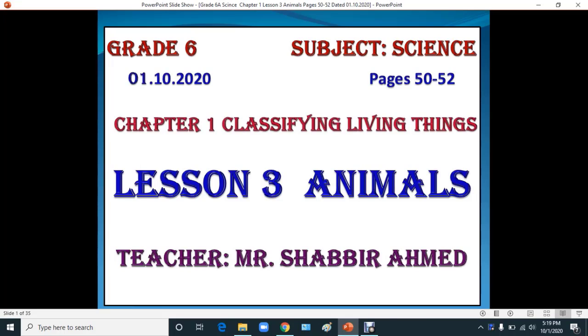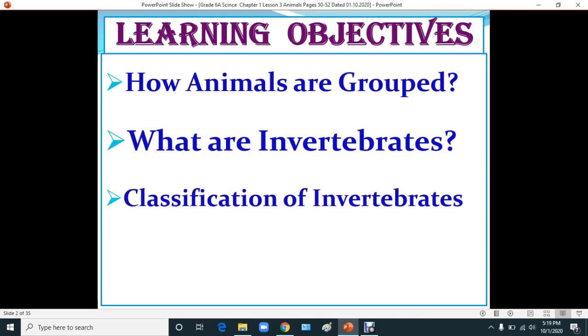Here we are going to continue lesson 3, Animals, from pages 50 to 52. We are studying this lesson from Chapter 1, Classifying Living Things. In this, dear boys, we are going to see some learning objectives of today's lesson, that is, how animals are grouped. Also, we are going to see what invertebrates are and the different classification of invertebrates. So let's see from page 50 to 52 about the invertebrates.